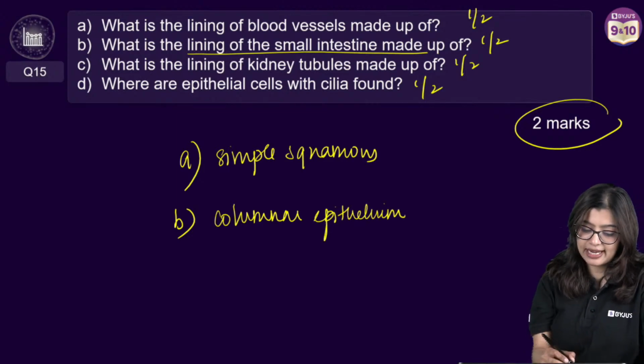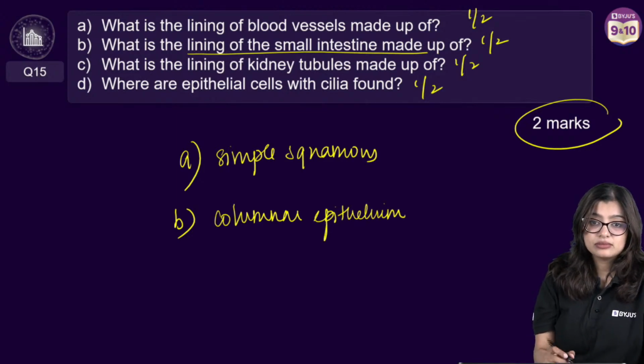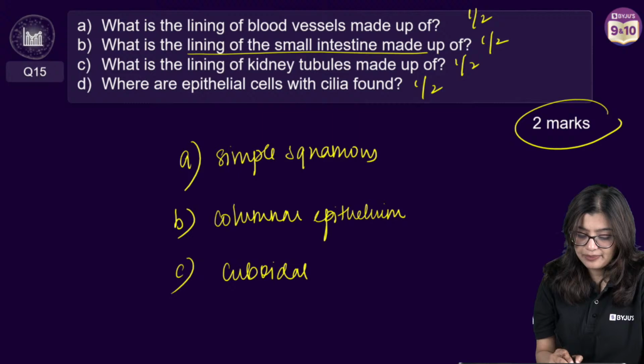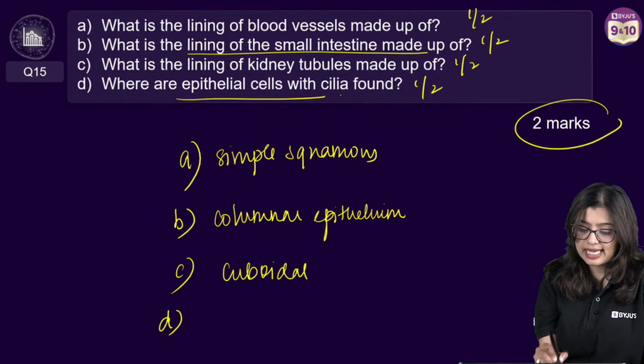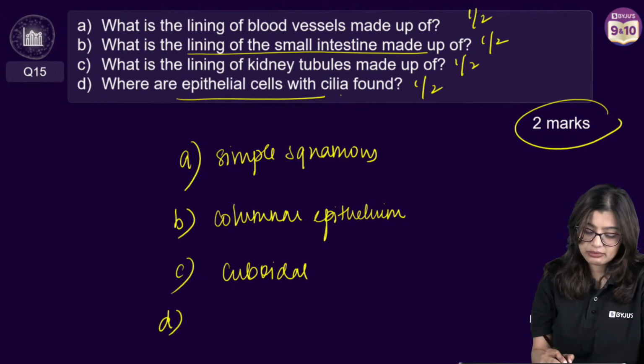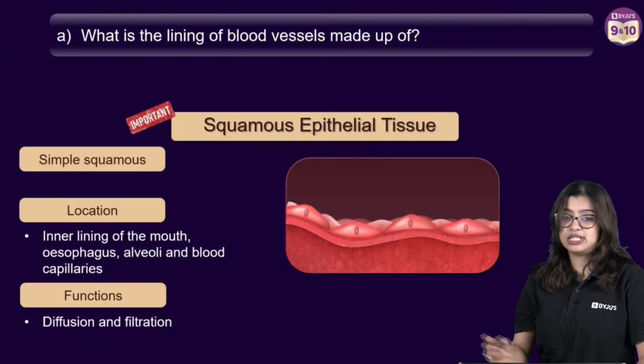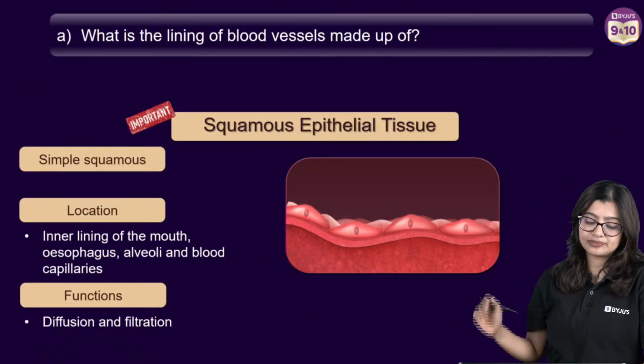Columnar epithelium. Lining of kidney tubules. What is lining of kidney tubules? Very good. Cuboidal. Last, epithelial cells where cilia is found. Very good. It will be ciliated. So this is your answer. Now let's have a look.